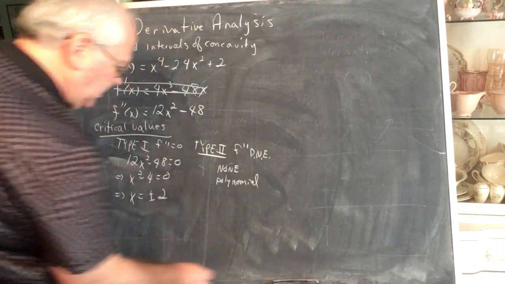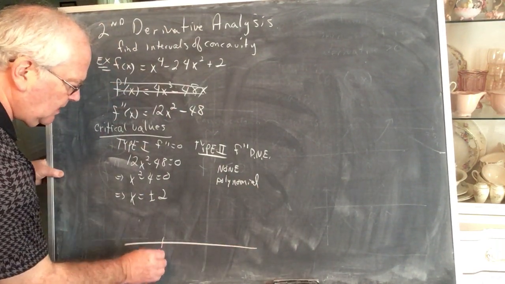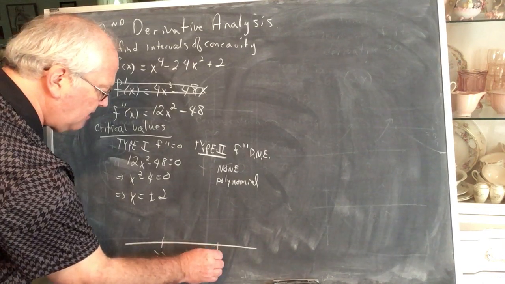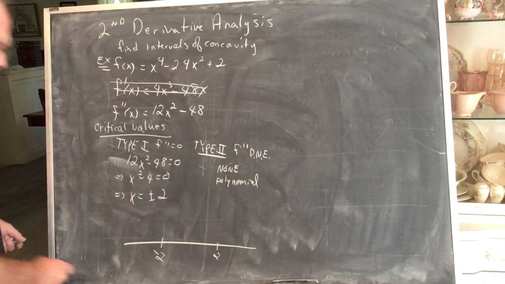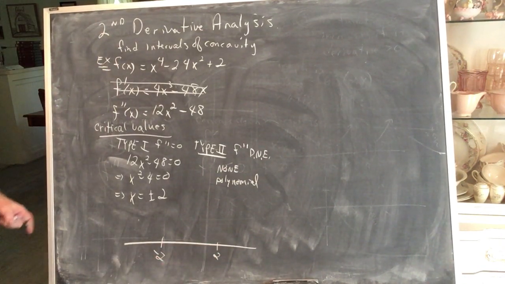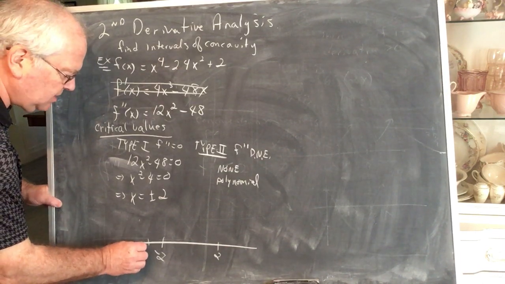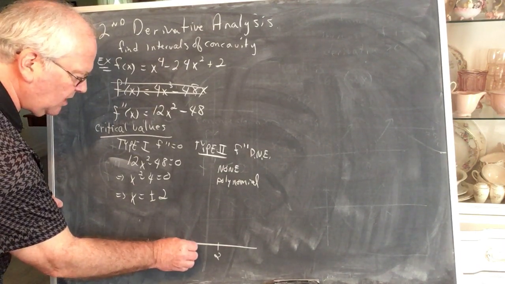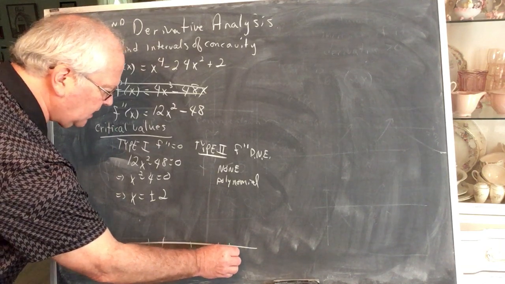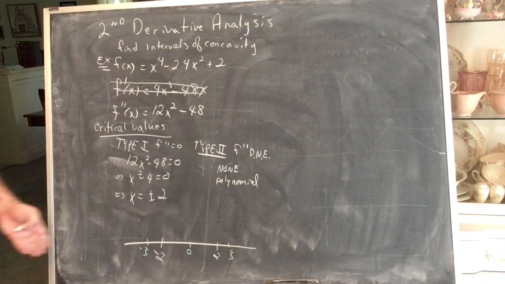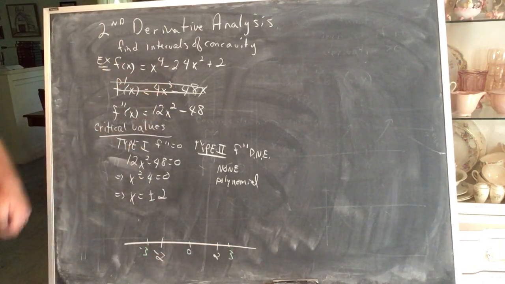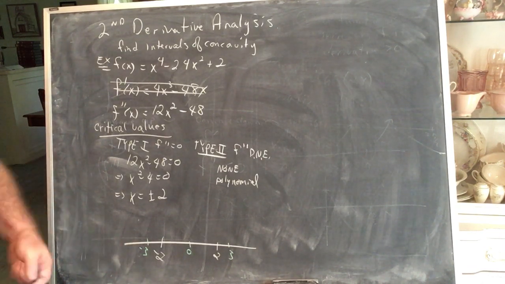I'm going to write my number line down here. Here's negative 2 and positive 2. And now we select representative values from each of those regions. I'm going to select negative 3. I'm going to select 0. I'm going to select positive 3. You're free to choose any values you like. I'm just going to choose numbers that are easy to work with. And now what do we do with those representatives?